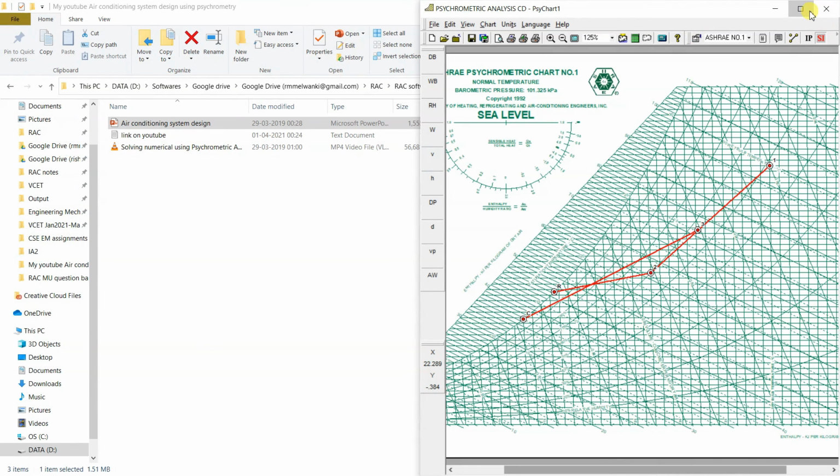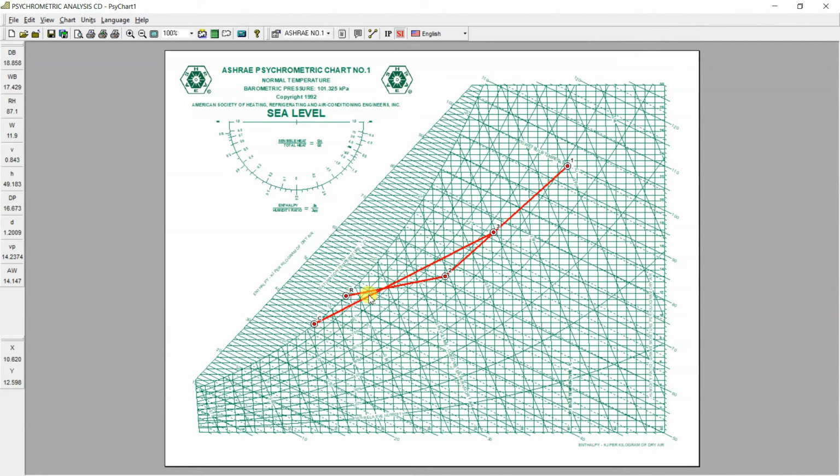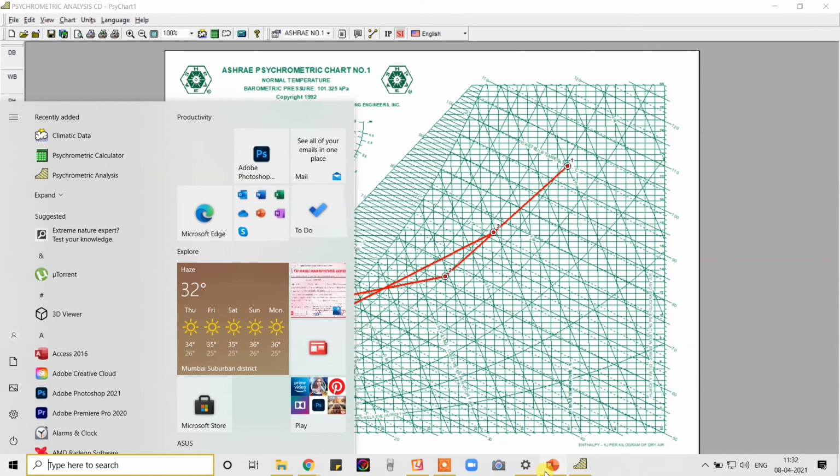Now it was asked in this question to read the data at point 4. So you can move your cursor at this point 4 location, and whenever you move your cursor here, you can see the values over here on left hand side. Dry bulb, wet bulb, RH, all these values change. Okay, so if you take your cursor here, you can see the values. Okay, you can read the values over here. These are the values of point 4. Okay, and that you can compare with the theory analysis.